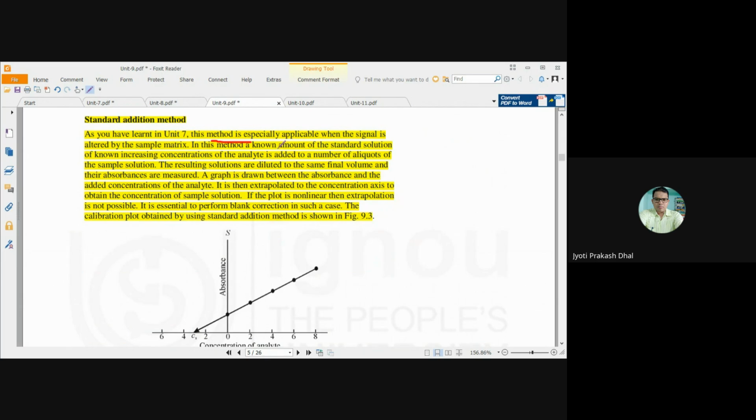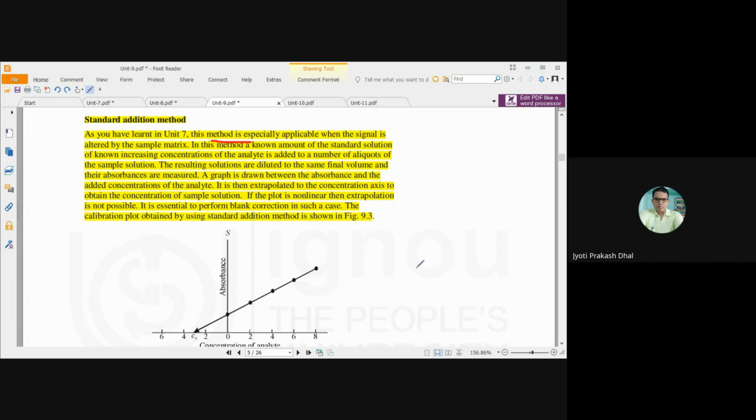In this method, a known amount of the standard solution of known increasing concentrations of the analyte is added to a number of aliquots of the same solution. The resulting solutions are diluted to some final volume and their absorbances are measured. A graph is drawn between the absorbance and the added concentration of the analyte. It is then extrapolated to the concentration axis to obtain the concentration of the sample solution.